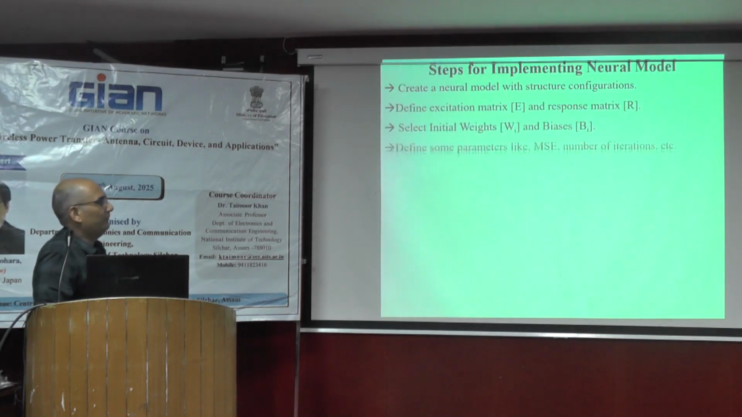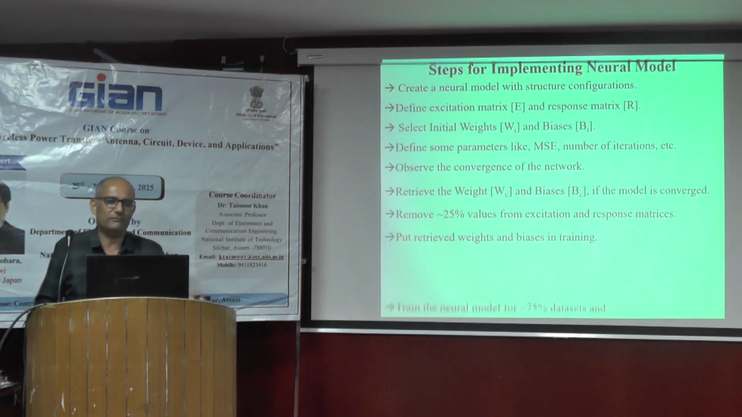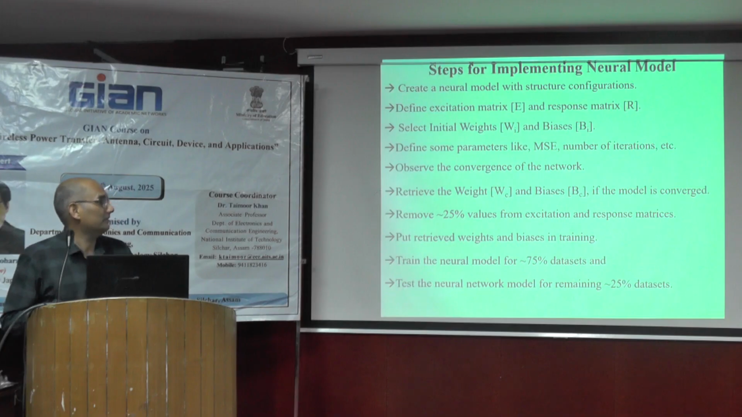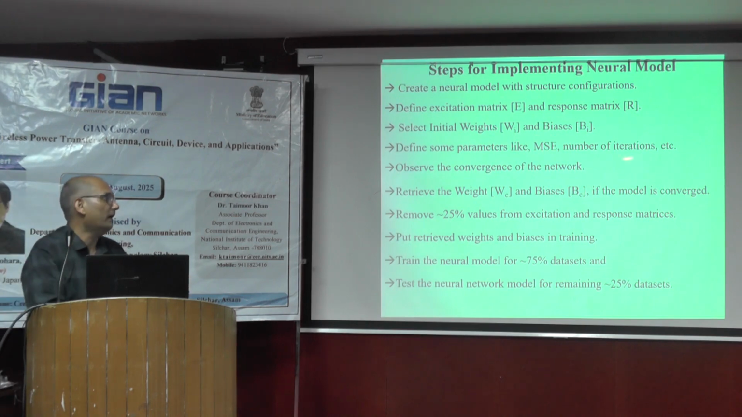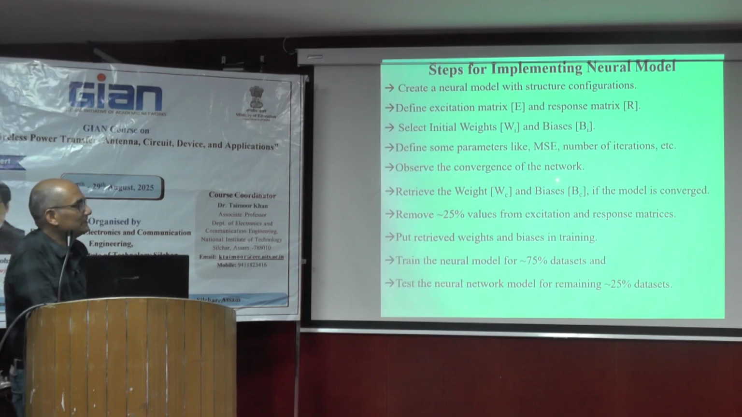Now coming to a few steps, you can just read that one without saying anything. These are the same steps I discussed in the previous flow diagram. Create a neural network model, define the excitation matrix and the response, initial weights and bias values, then define some parameters like mean square error, number of iterations, etc. Observe the convergence of the network, whether it is converging or not. If it is converging, then well and good. If it is not converging, then you need to change the weights and bias values. Then retrieve the weights and biases.